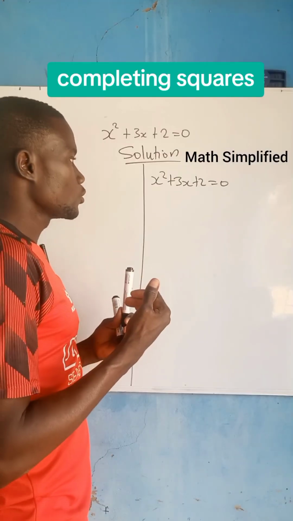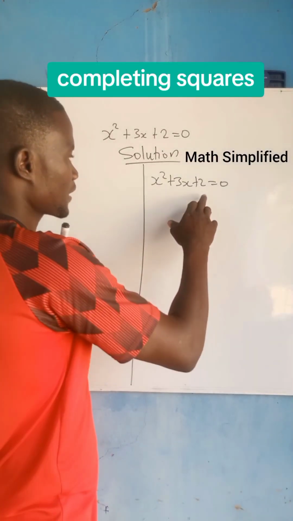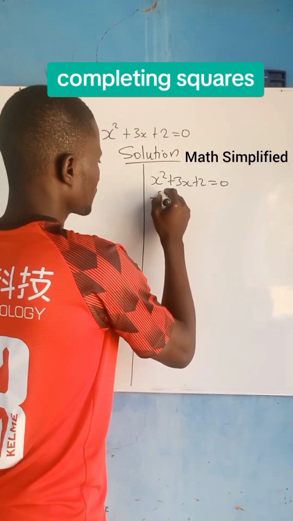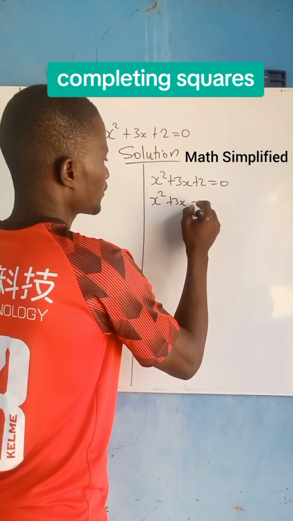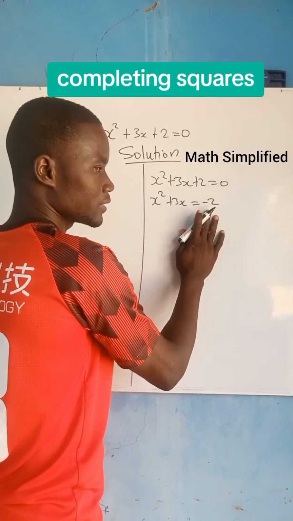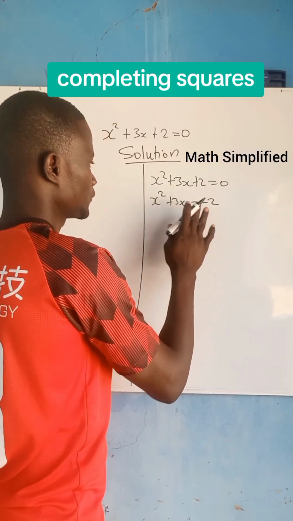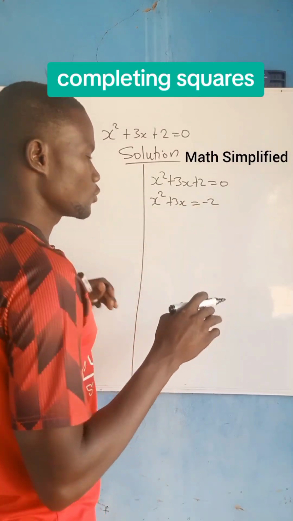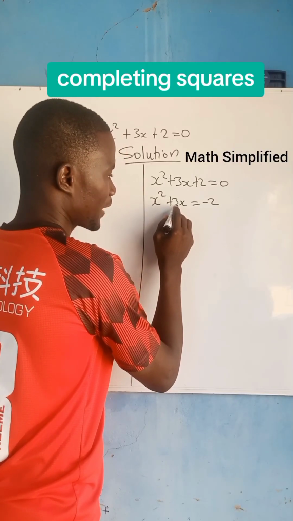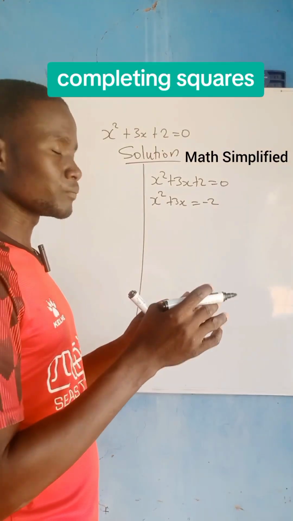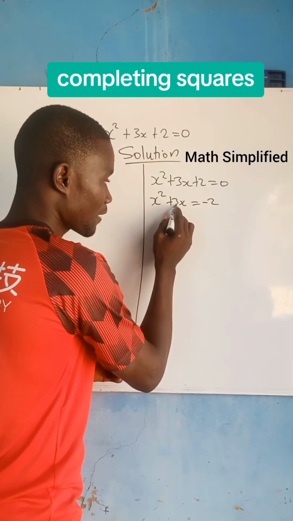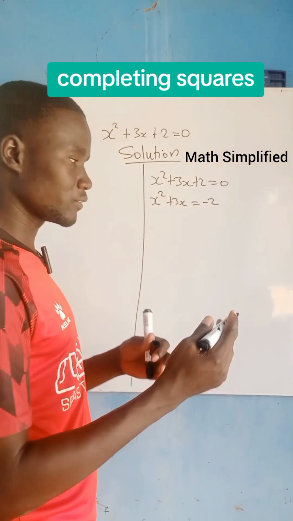Now, how do you use the completing of squares? First, move this constant to the other side of the equation. So I have x squared plus 3x equal to negative 2. When we move this positive 2 here, we have a negative 2, isn't it? So after doing that, the next step is to add the square of half of the coefficient of x to both sides of the equation.